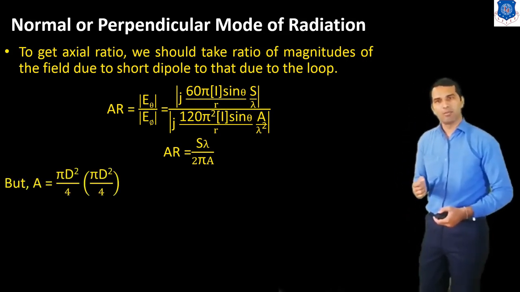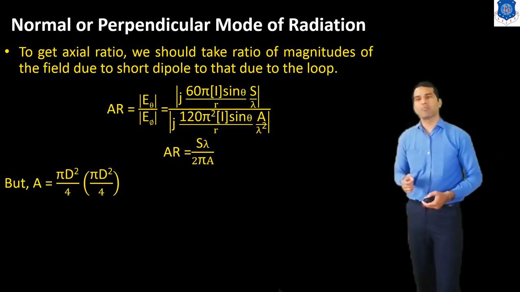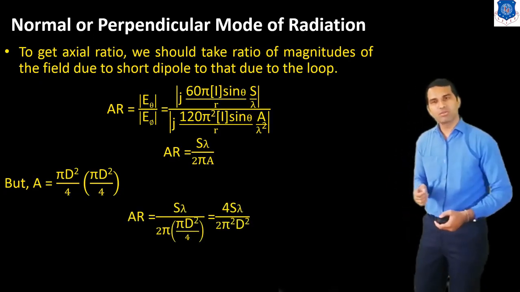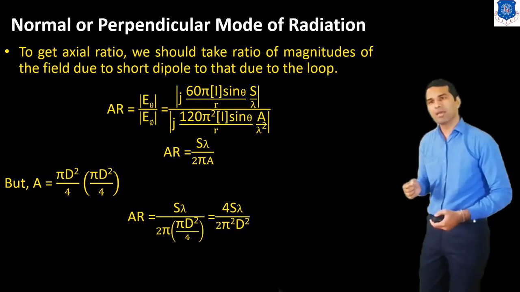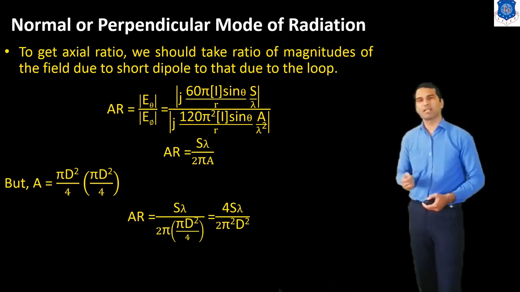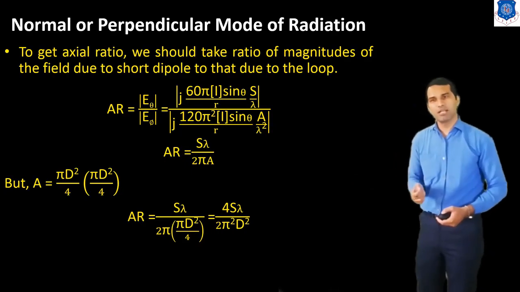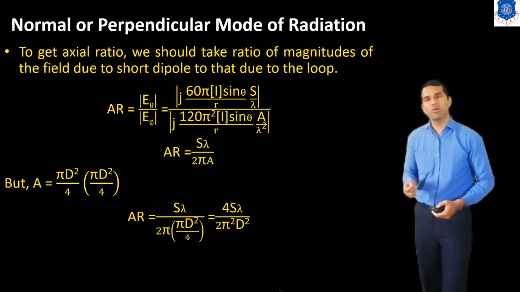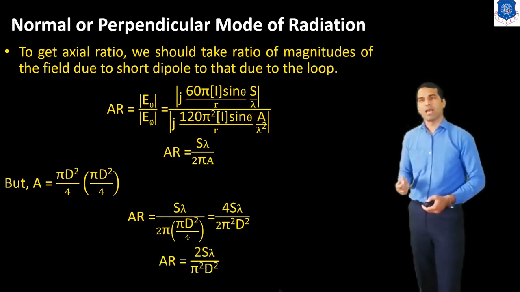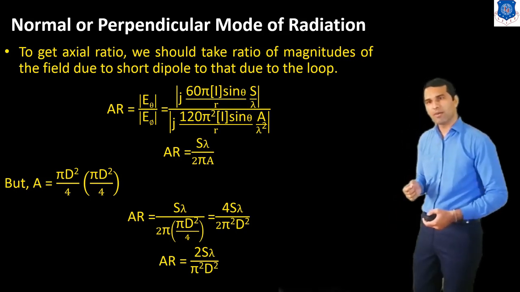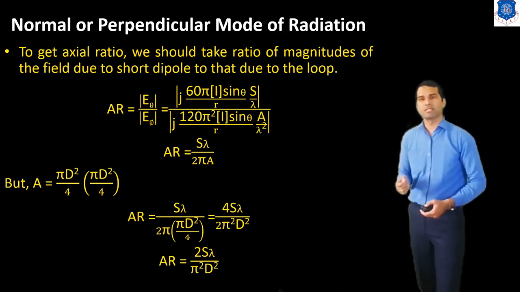When we solve this, we can write AR equals S lambda upon 2 pi A. But we know that A is nothing but pi d squared by 4. So we can write this equation as AR equals S lambda upon 2 pi d squared by 4. When we solve this equation, we can write the axial ratio as AR equals 4 S lambda upon pi squared d squared, which we can also write as 2 S lambda upon pi squared d squared.